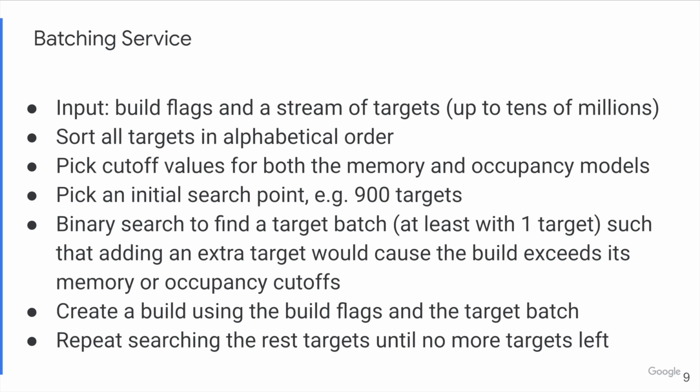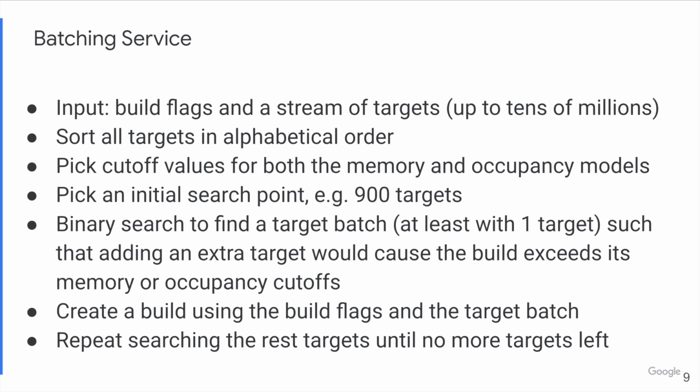So now I want to talk about our batching service. The input of our service is a skeleton build flags and a stream of targets, which could be up to tens of millions. So we first sort all the targets in alphabetical order. The reason we do this is that we believe given a set of targets, if those targets have common prefixes, then they are similar and tend to share similar dependencies. Compared to a random set of targets, a set of targets with common prefixes tends to use a smaller amount of memory. And then we need to pick a cutoff value for both the memory and occupancy model.